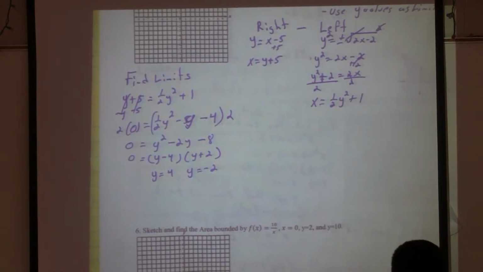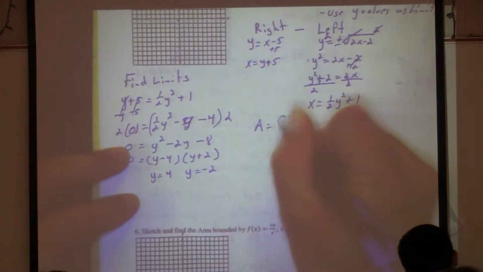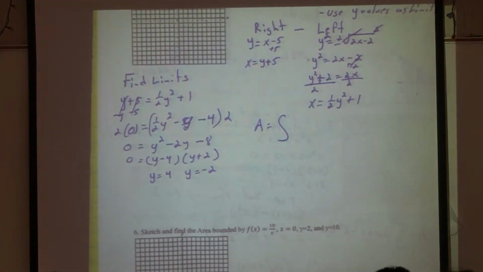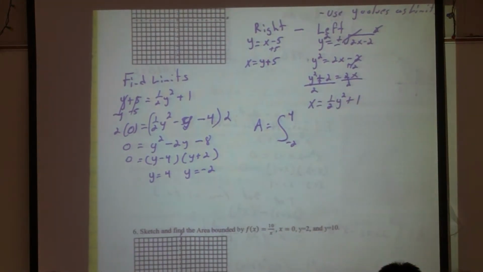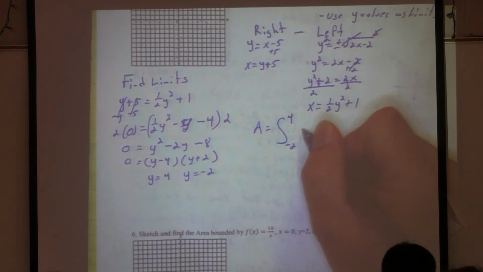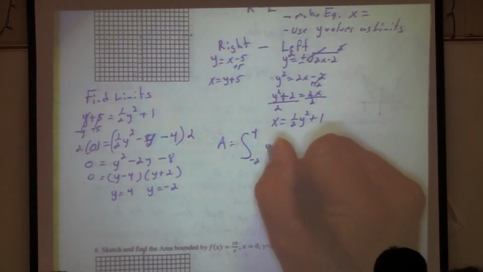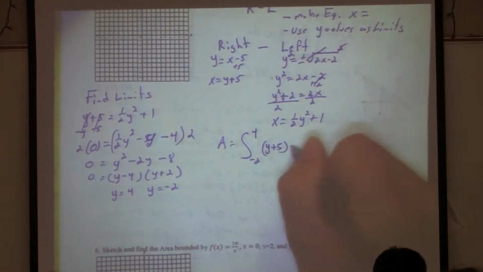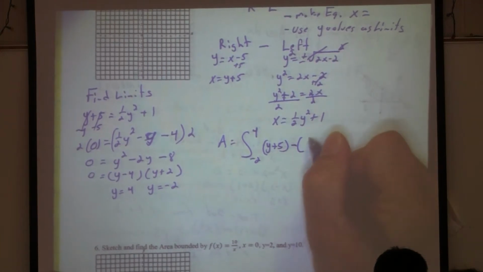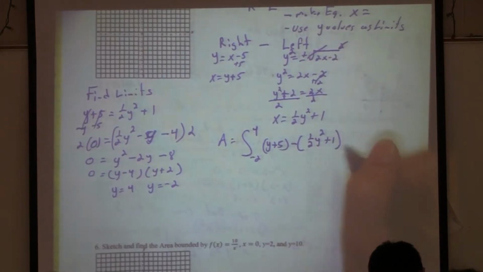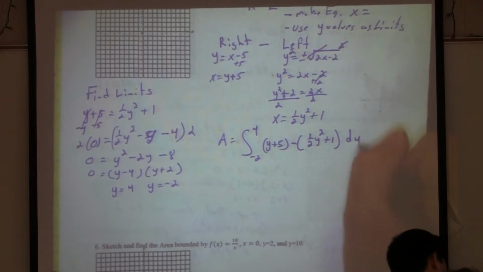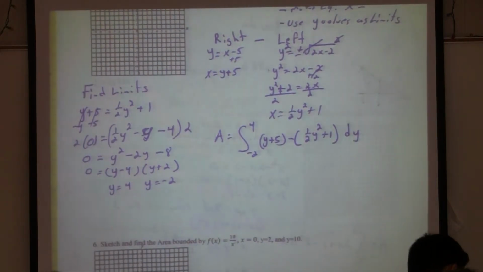Alright, so do we have everything? We're ready to set up our integral? Finally, right? So area is going to be the integral from where to where? Negative 2 to 4 of, which is the right function? Nope. y plus 5 minus the left, 1/2 y squared plus 1. Yeah. Not dx, dy, because everything's in terms of y.